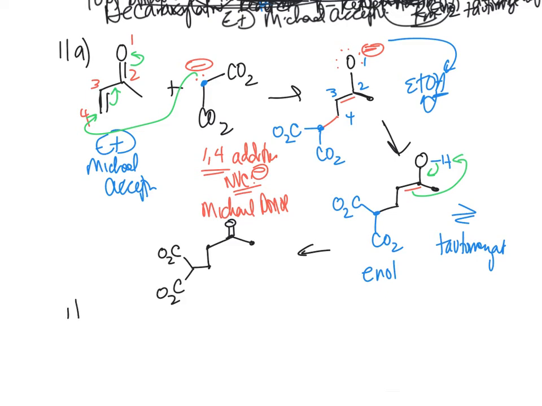Okay, so 11B. We're almost there, folks. Hang in there. How is malonic ester converted to the anion shown in 11A? So how do you convert this to the anion? So the Michael donor. So that is malonic acid ester.